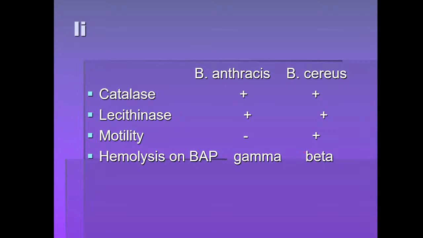Hemolysis would be beta hemolytic. All of the tests will be positive for Bacillus anthracis except for motility. I mentioned earlier that the only non-motile Bacillus species is Bacillus anthracis. And you need to remember also the hemolytic pattern when you're trying to differentiate them from Bacillus cereus.